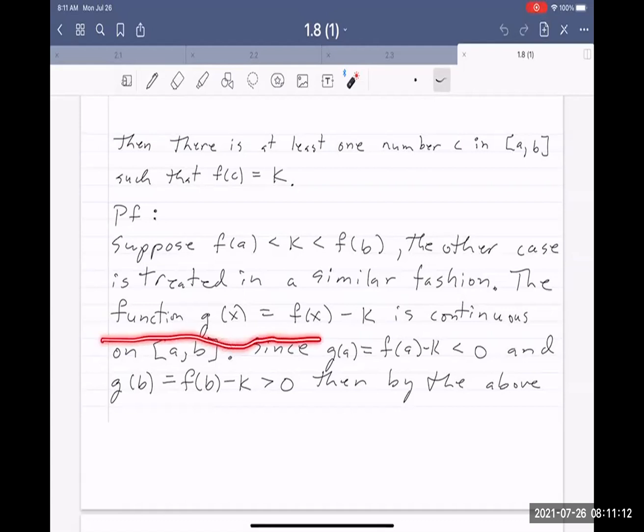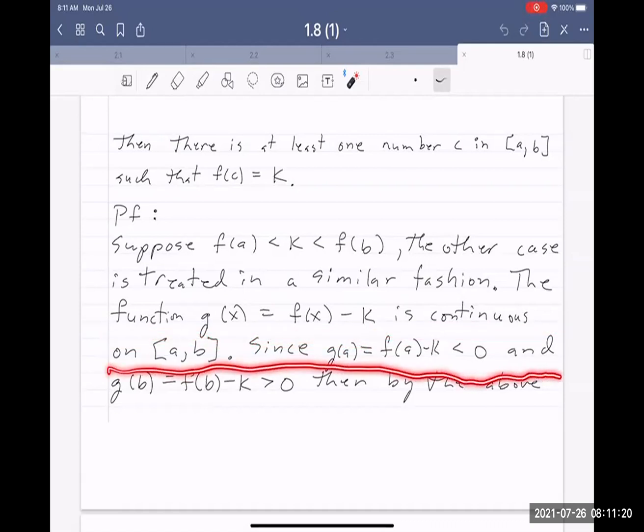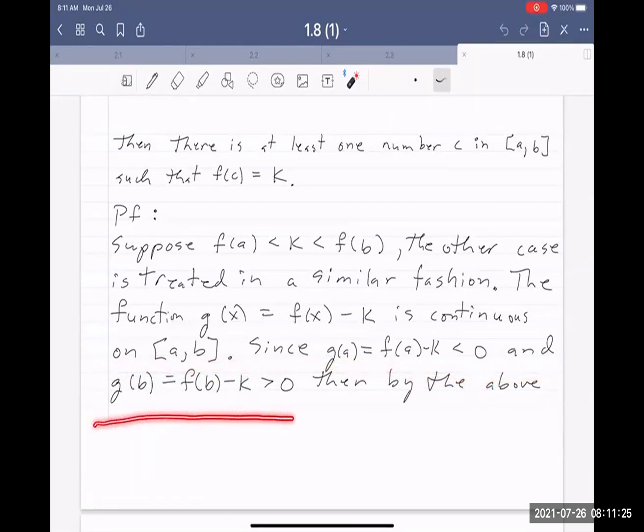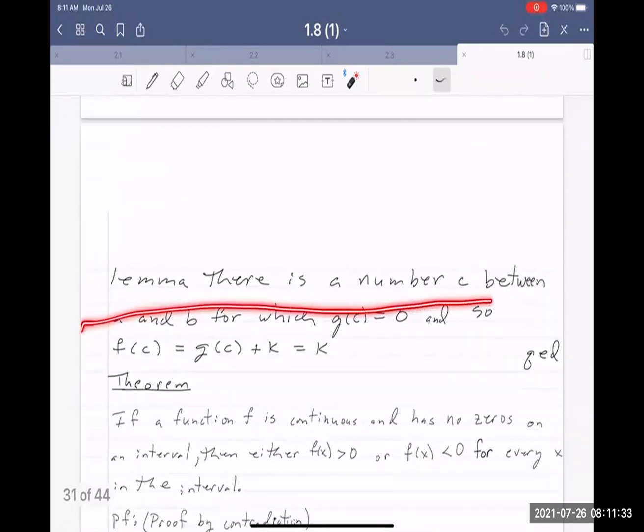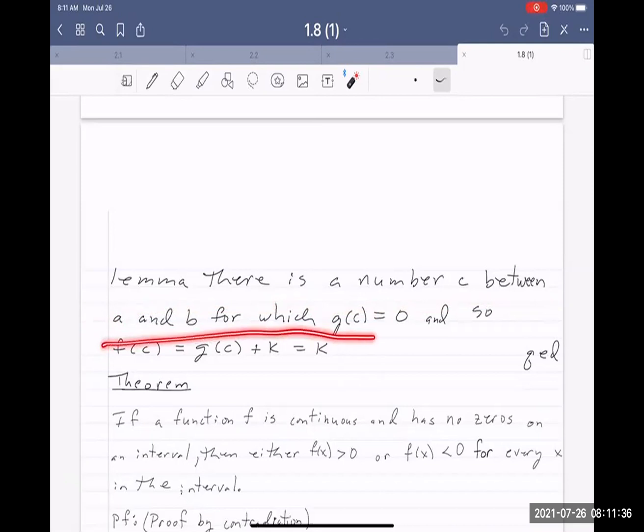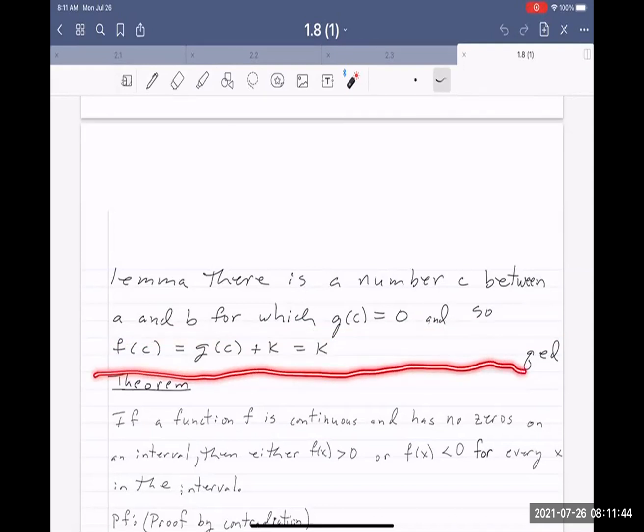The function g of x equaling f of x minus k is continuous on the closed interval A B. Since g of A, which is equal to f of A minus k, is less than 0, and g of B, which is equal to f of B minus k, is greater than 0, then by the above lemma, there is a number C between A and B for which g of C is equal to 0. And so f of C, which is equal to g of C plus k, is equal to k. And that's what we wanted to show. So all we're doing is just shifting.